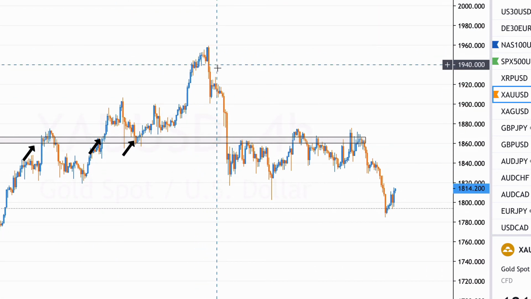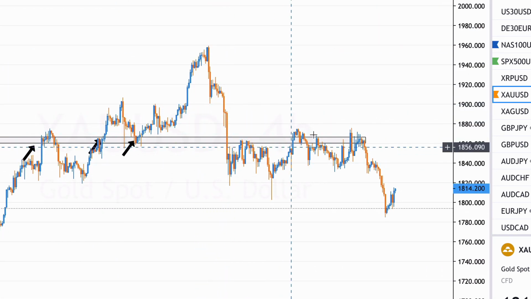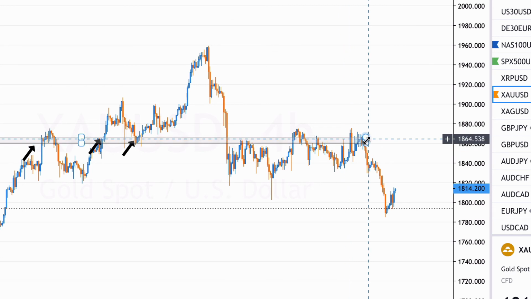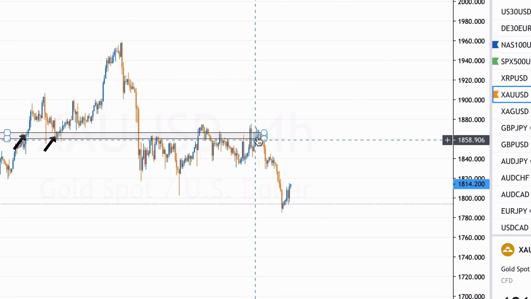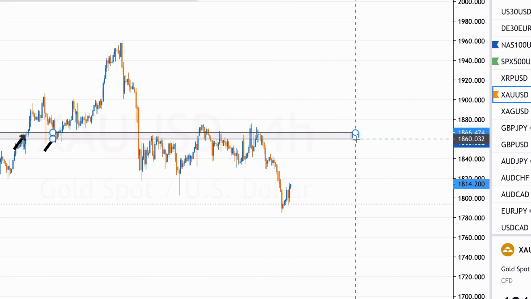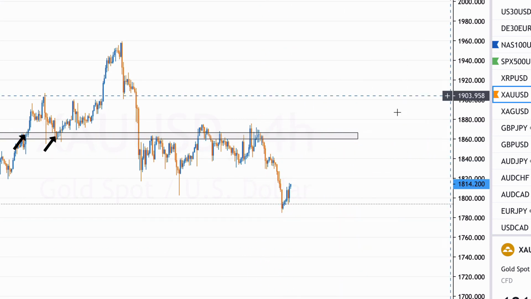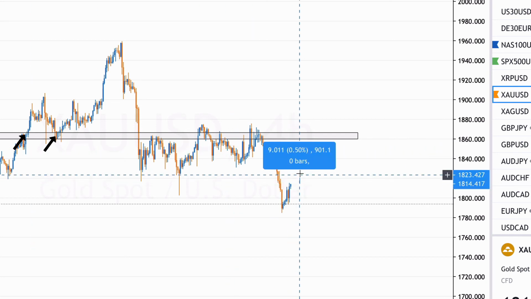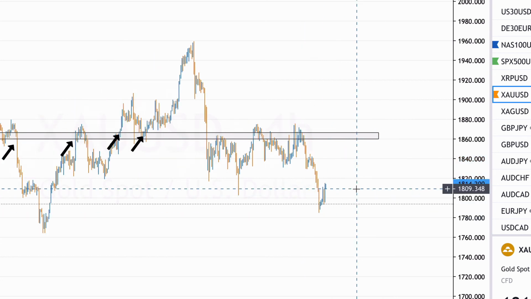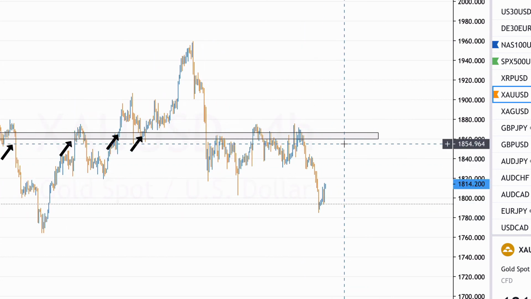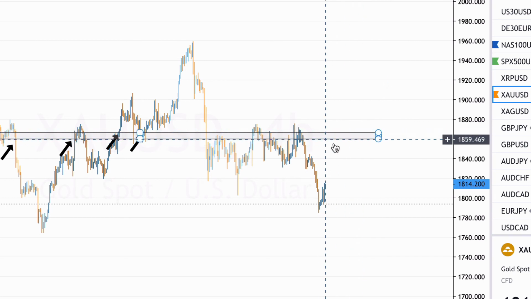It came back to this area, broke out. Now look, it's retesting this area again. So what do we need to do? Be patient and wait for it. If you want to, go ahead and buy it up. But this is your key area on gold.